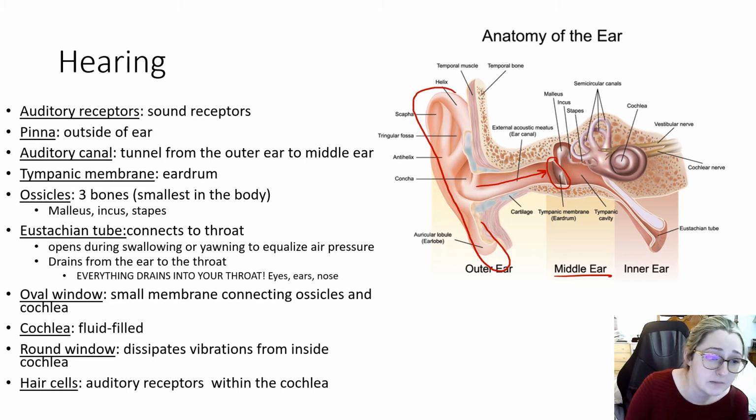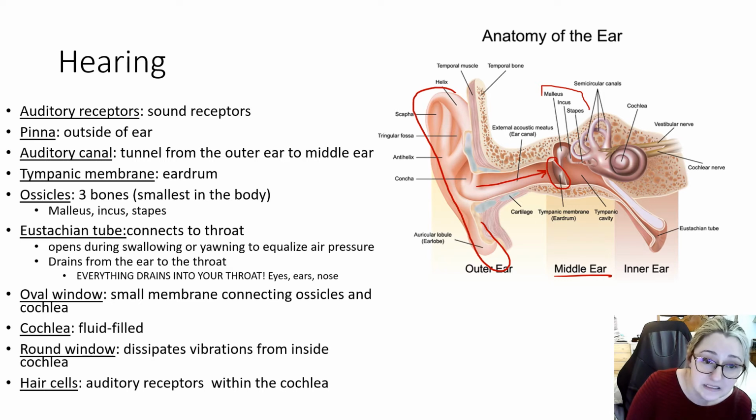The tympanic membrane is just this thin little membrane, kind of looks a little bit like a fan, which is connected to three of the smallest bones in your body. These are the auditory ossicles. The auditory ossicles include, in this order, malleus, incus, and stapes. They are incredibly small, kind of cute for bones, but these are the smallest bones in the body.